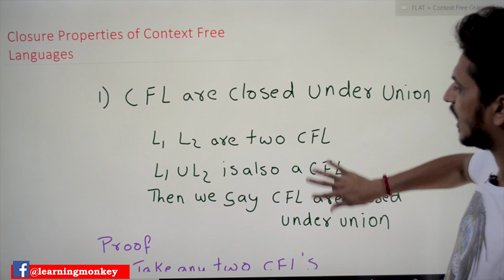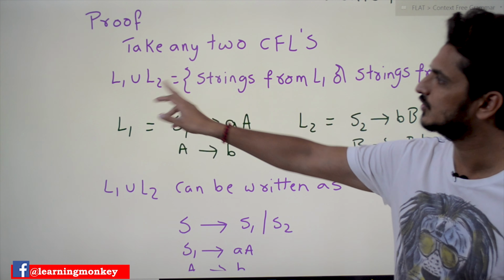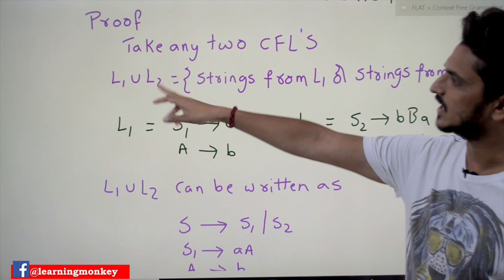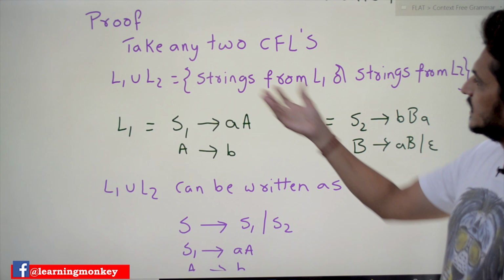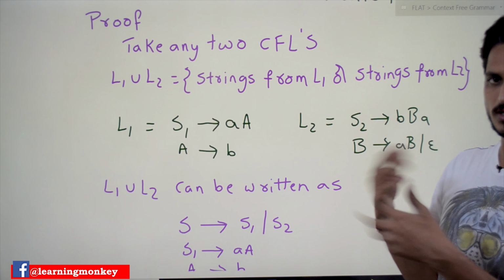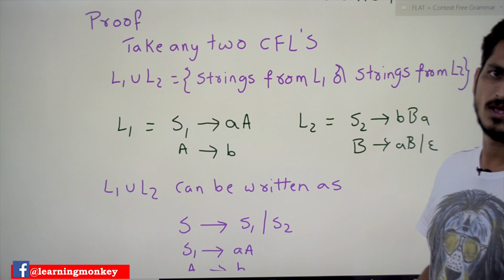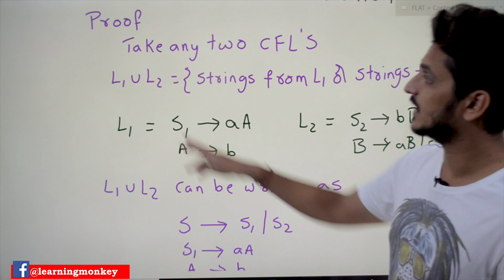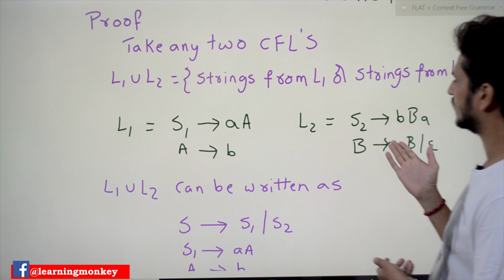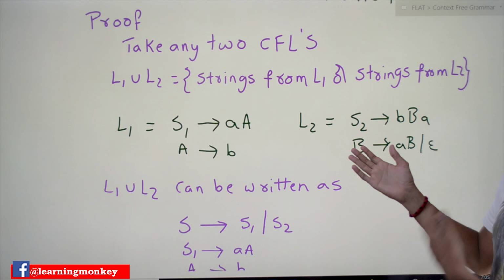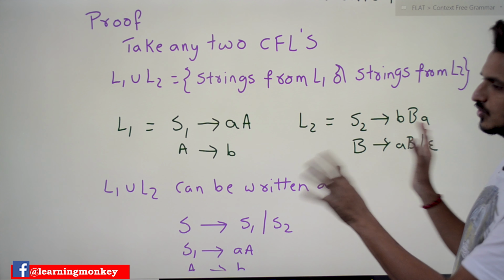Now we will prove why context-free languages are closed under union. Take two context-free languages, L1 and L2. L1 union L2 is given as strings from L1 or strings from L2. That is what L1 union L2 means. So if you write the context-free grammar for the language L1, assume that this is the context-free grammar for L1 and this is the context-free grammar for L2. We have chosen some examples not related to anything. So these are two context-free languages.